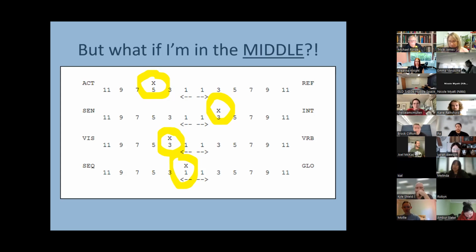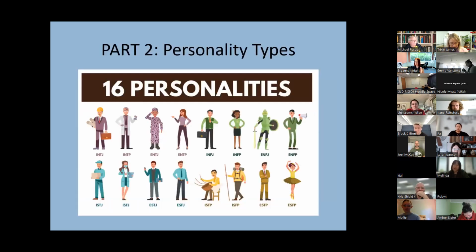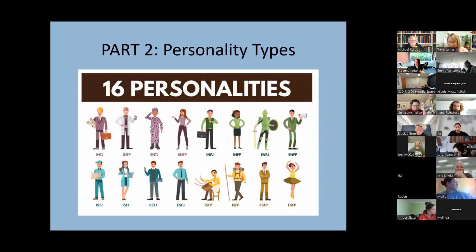Okay, so part 2. We're going to be looking at 2 different sort of learning personality testings. The first one we looked at, Solomon-Felder. Next up, we're going to look at personality types. So you might have come across this before, these 16 personality types, and they can sort of influence your learning, but also how you interact with people.